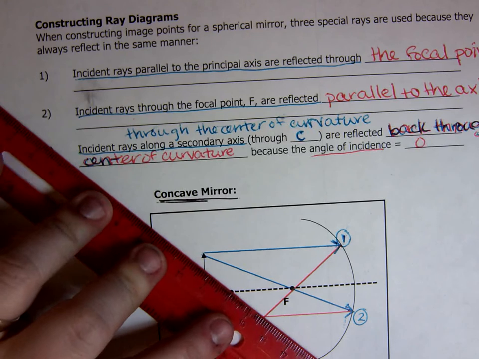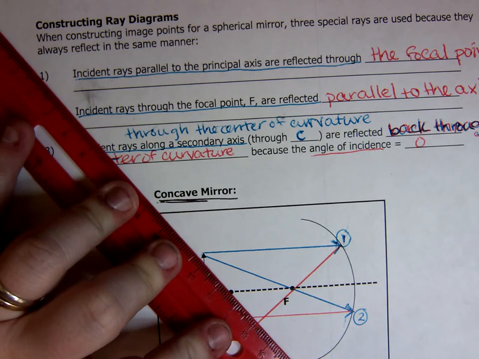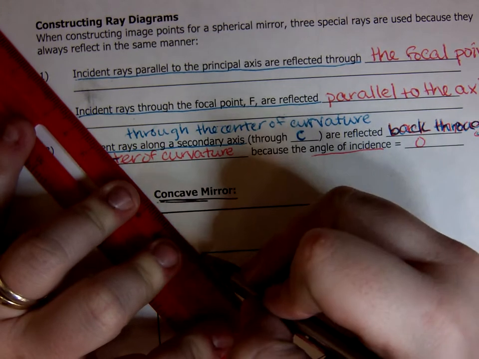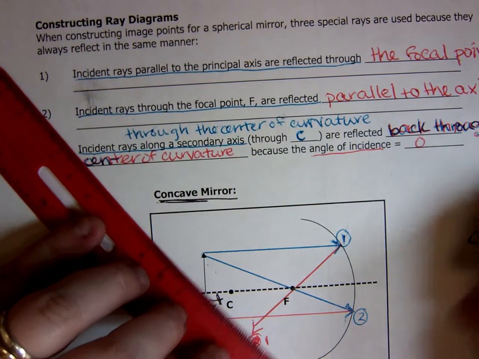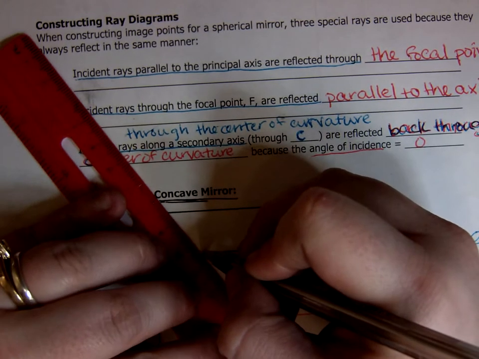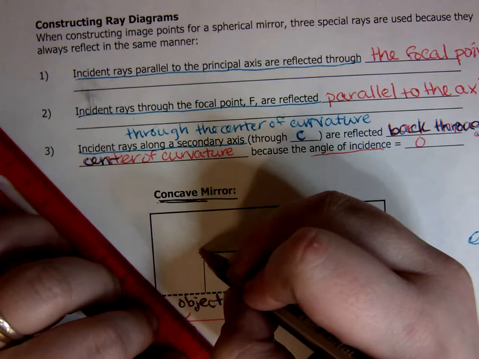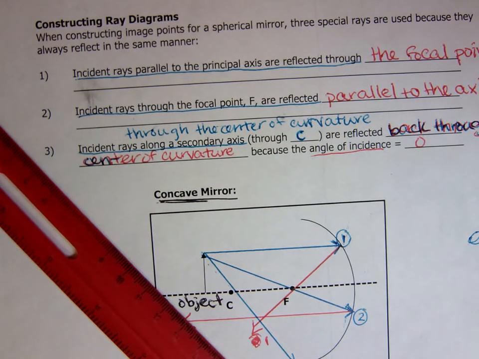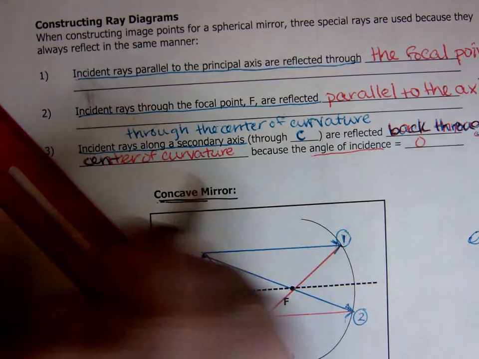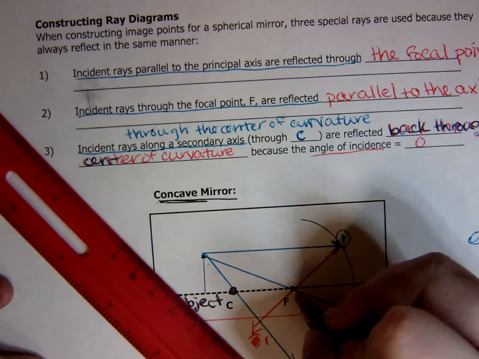The last ray is supposed to go through the center of curvature. So our incident ray goes through the center of... Oh, my pen didn't write. Okay. The incident ray goes through the center of curvature. And now I'm just all kinds of screwed up. Maybe I will start over. The incident ray goes through the center of curvature, in theory. Let's make our center of curvature huge so I can pretend that I did this well.